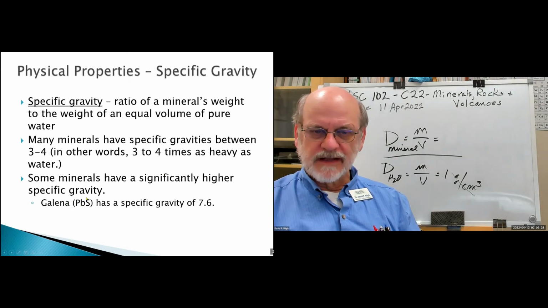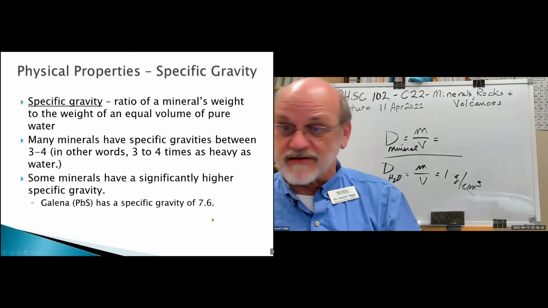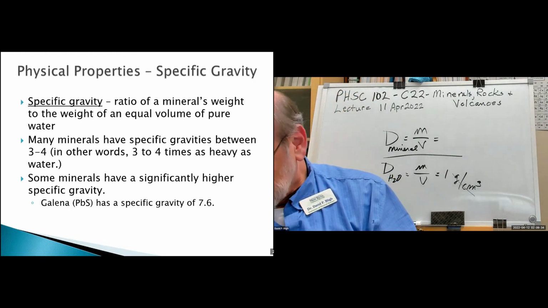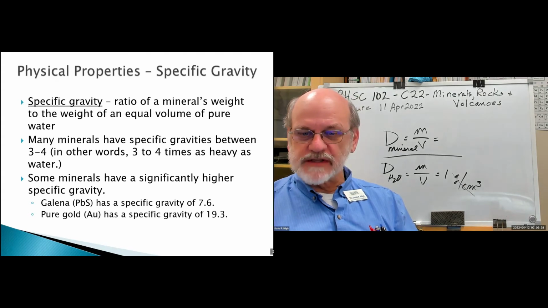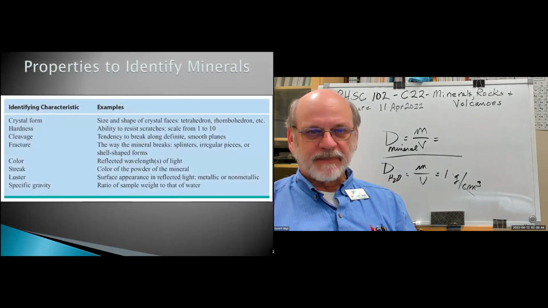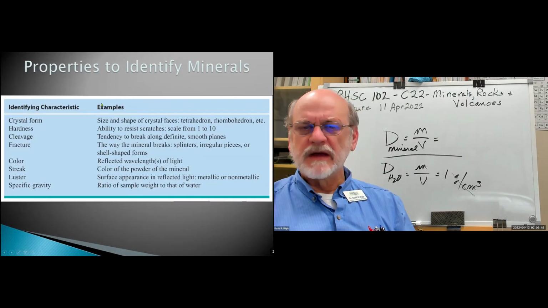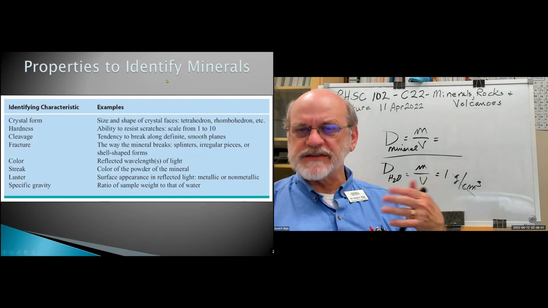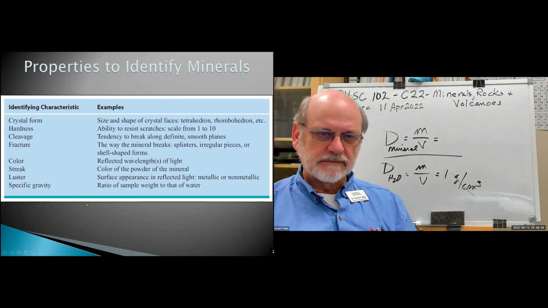Galena, lead sulfide, has a specific gravity of 7.6. It is extremely heavy. Pure gold is even denser than that, 19.3. Okay, so this is a table incorporating properties that help us identify minerals. It's just there for your information.